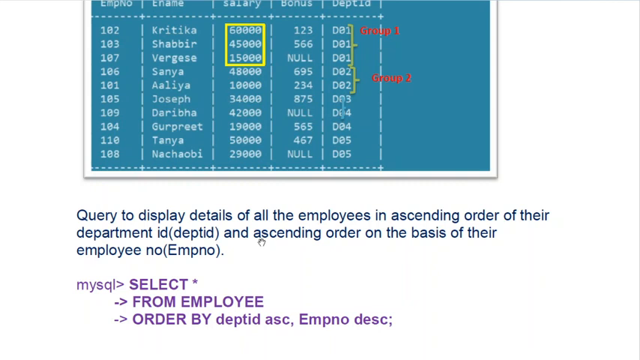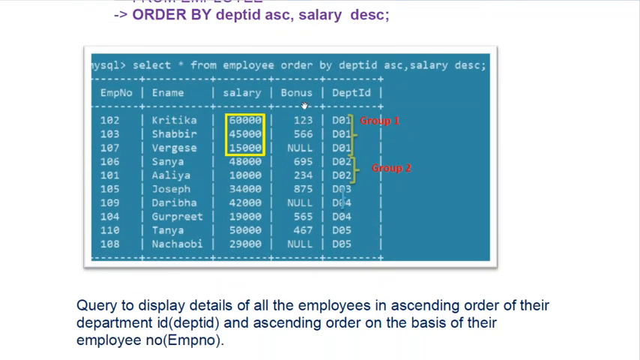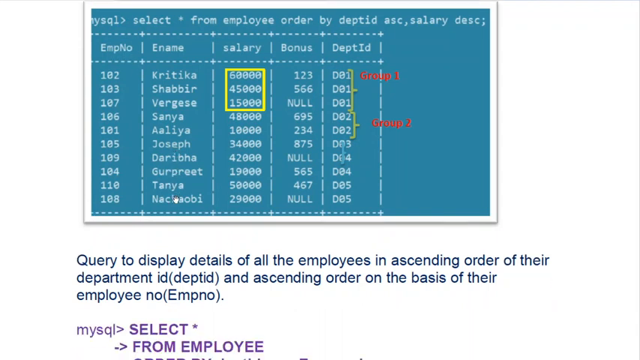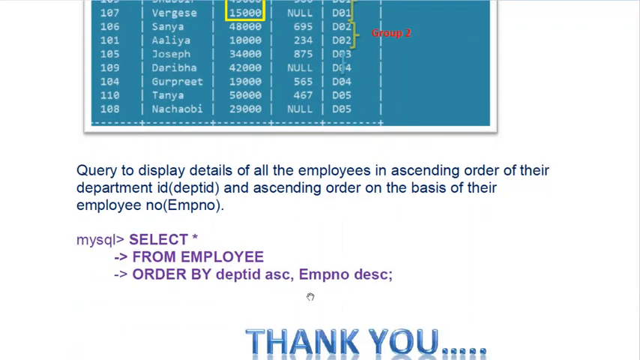ASC, and then read the next. And ascending order on the basis of their employee number. Ascending order on the basis of their employee number, that is to represent employee number. So the column name employee number, that is EMPNO, comma, don't repeat order by, EMPNO DESC, semicolon. This way you can write the query.